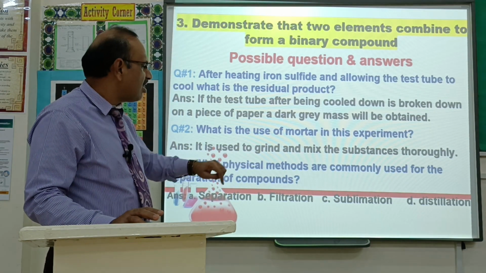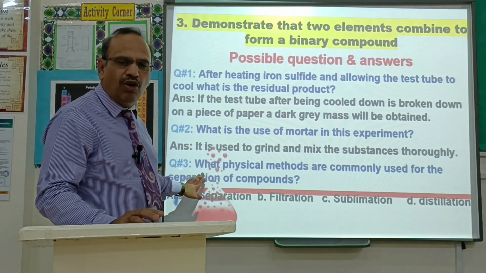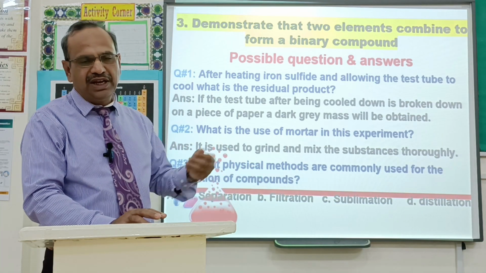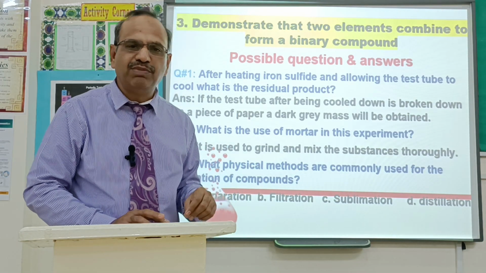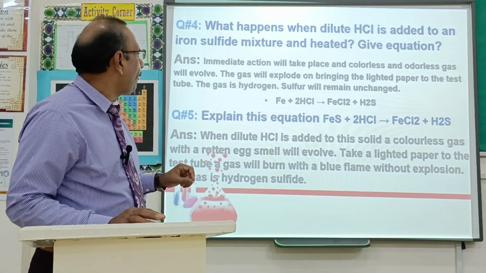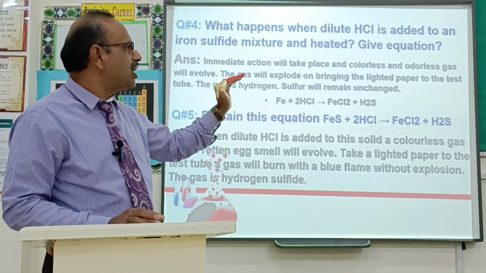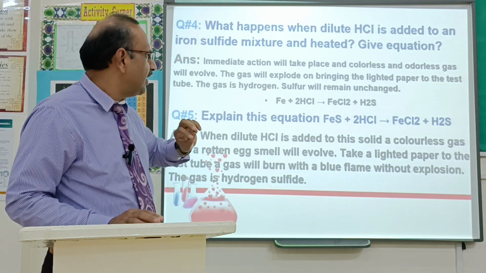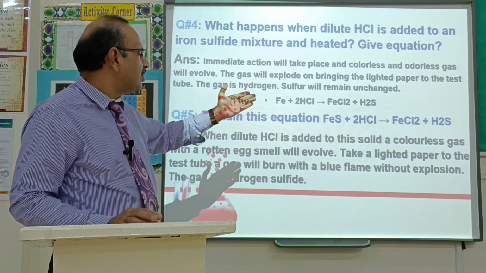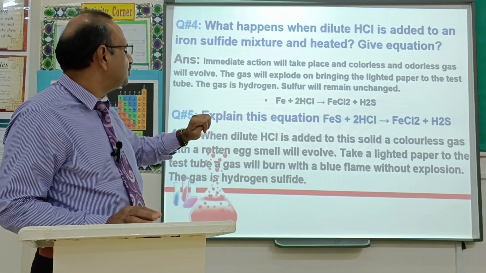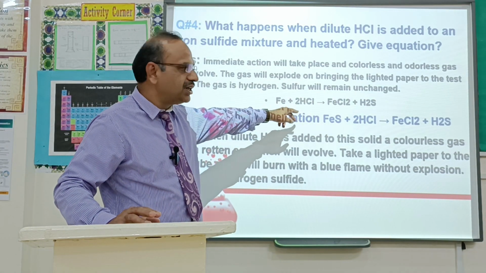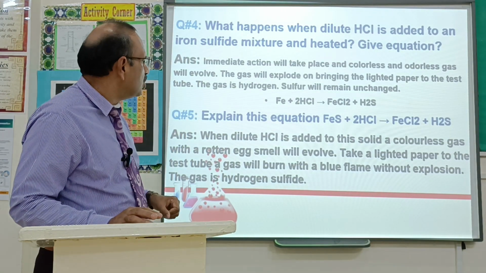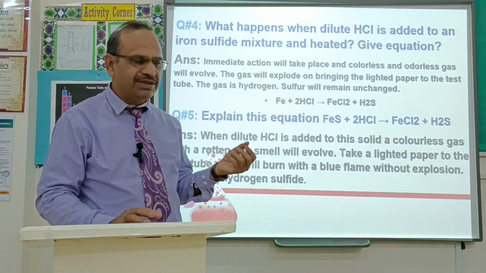What physical methods are commonly used for the separation of different compounds? So filtration, sublimation and distillation, these different methods can be used for separation. What happens when a dilute hydrochloric acid is added in iron sulfide mixture and heated, give the equation as well. So if the hydrochloric acid is added, so what happens? It will react with the hydrochloric acid. It will give you FeCl2 and H2S gas will also produce. And this gas has a bad smell, so it can be checked.